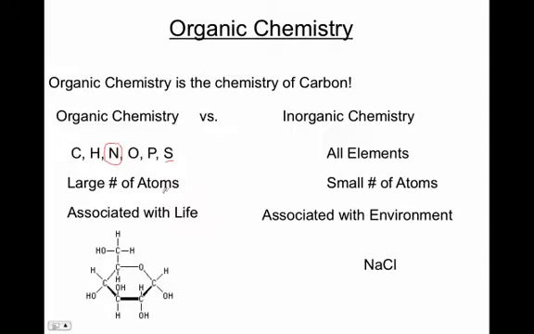Organic molecules tend to have a large number of atoms. The picture that you see at the bottom of the screen is an example of a relatively small organic molecule. This has 24 atoms in it. This is the glucose molecule. Its molecular formula is C6H12O6.